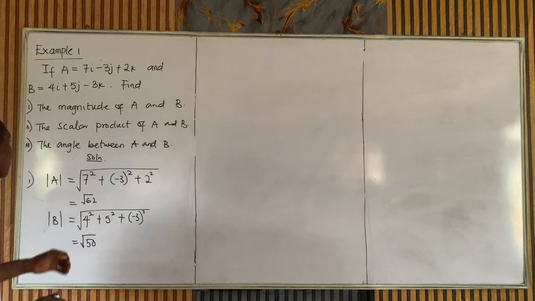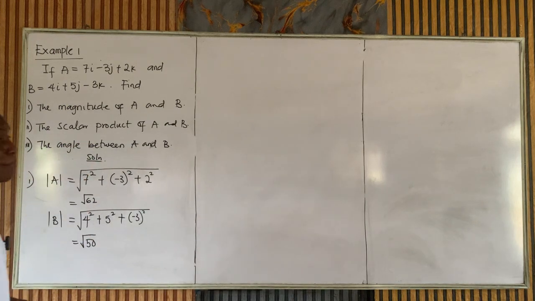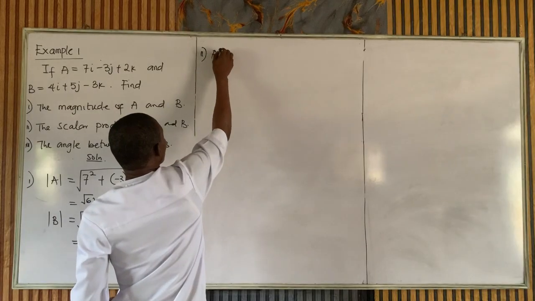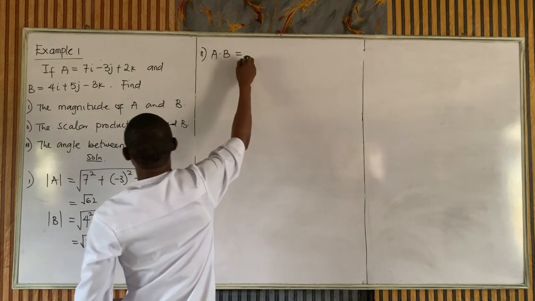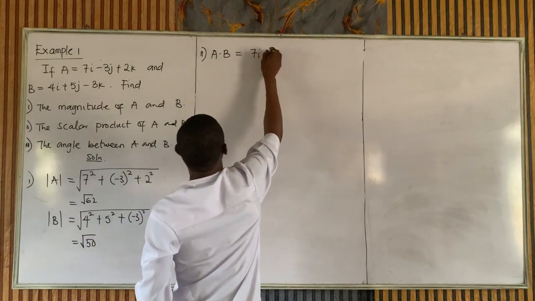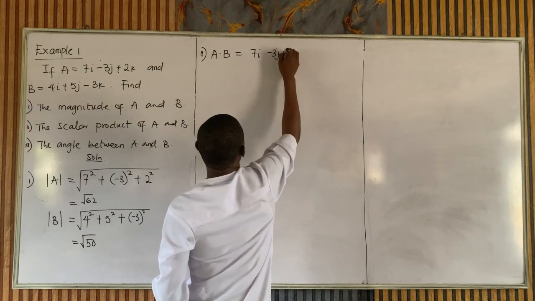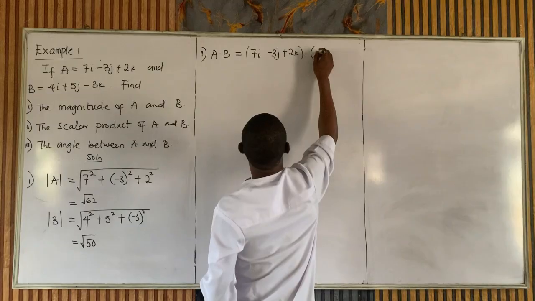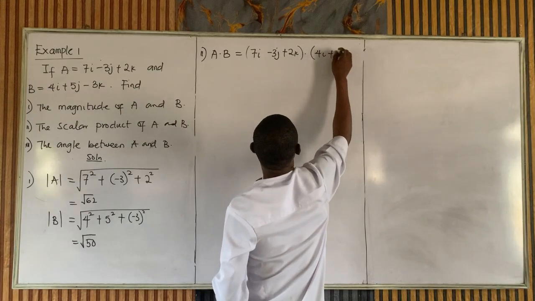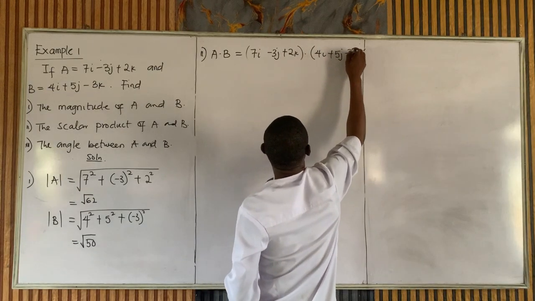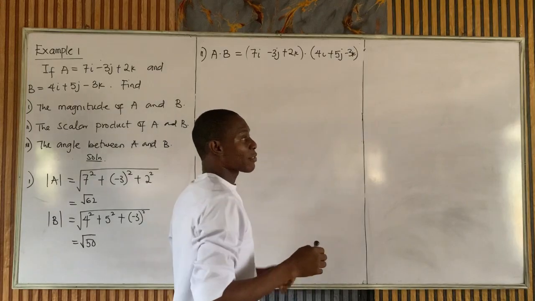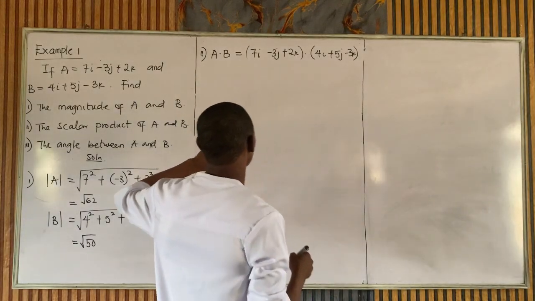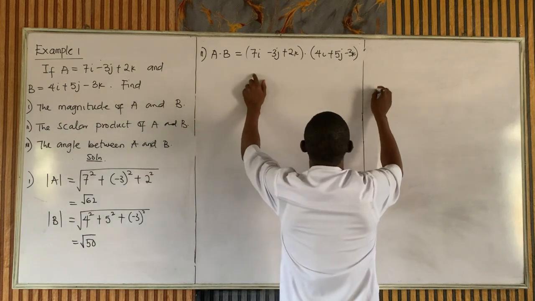That's still not bad. Number 2, the scalar product of A and B. A dot B, that's scalar product. And that will give us 7i minus 3j plus 2k dot 4i plus 5j minus 3k. Now, take note of something here. If you want to actually carry out the dot product, this is how to do it. Let me do that here briefly.